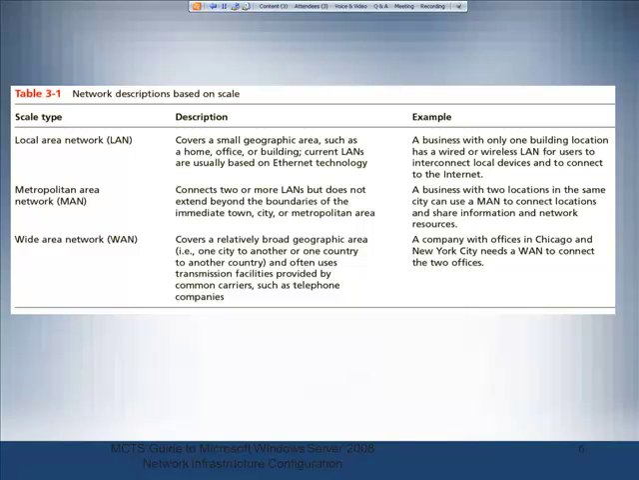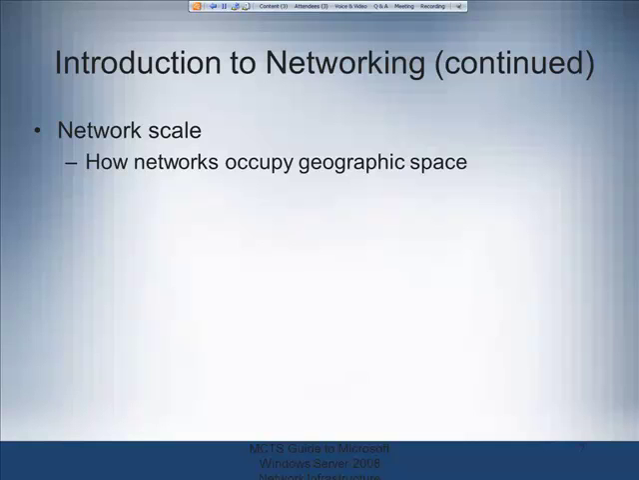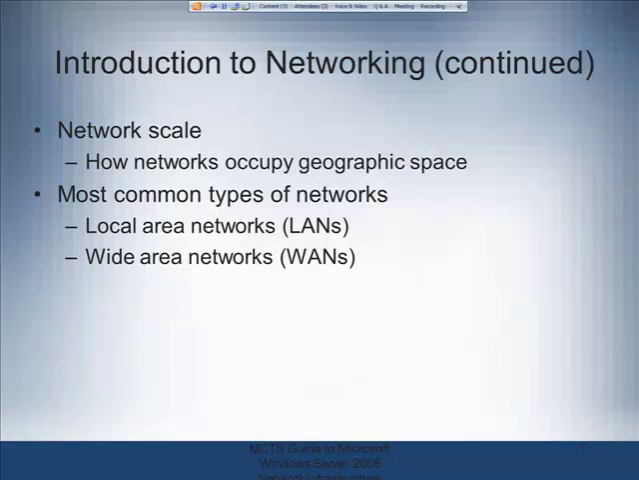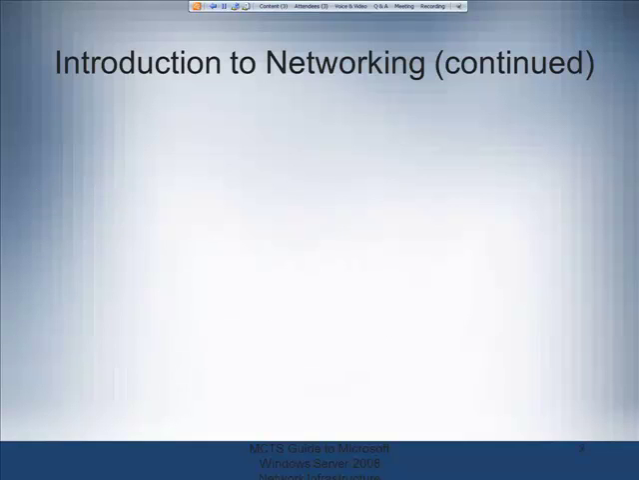What we can do with a WAN, generally go further. And when you look at these things, local area network is high speed. Gigabit, 10 gigabit, probably 100 gigabit pretty soon, but doesn't really go all that far. Wide area networks go longer distances, but tend to be slower speeds. And I think just generally that happens. So network scale, how networks occupy geographic space, most common LANs and WANs in these things. Connection methodology, the type of hardware used to connect the nodes.